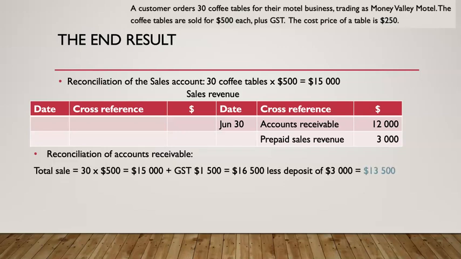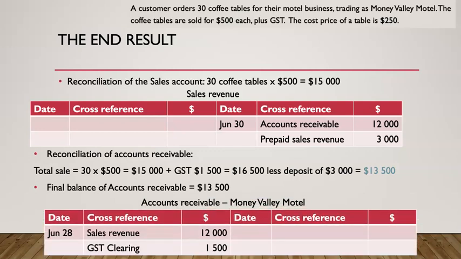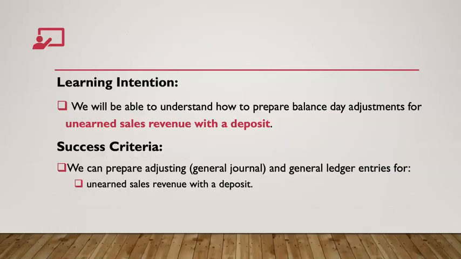The reconciliation of our accounts receivable, we know that we should only expect 13,500 from our customer. Yes, they owe 15,000 plus GST, 16,500, but they've paid the deposit. So the final balance of the accounts receivable should be 13,500. And if you look at what we've recorded in our ledgers, that adds up as well. So that's how we do unearned sales revenue with a deposit.